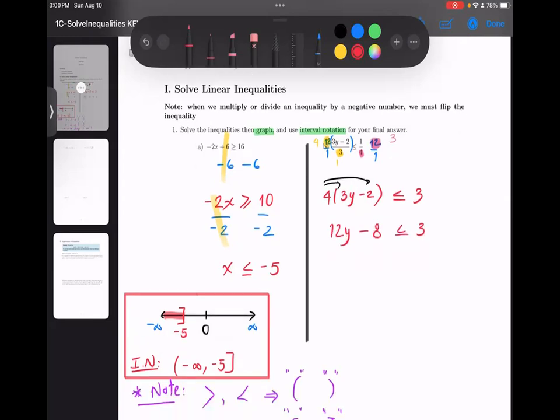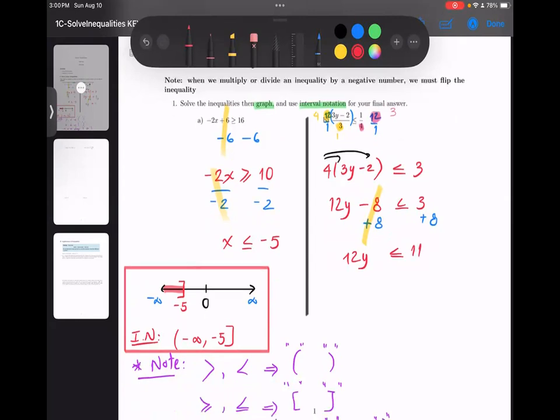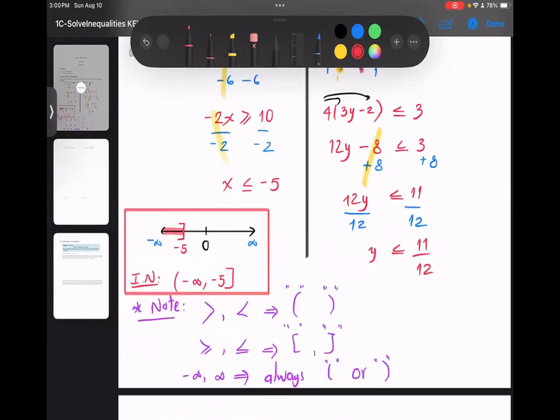And then move the negative 8 to the right, or just add 8 to both sides like this. So that cancels. Now I have 12y less than or equal to 11. Divide both sides by 12. Y less than or equal to 11 over 12.